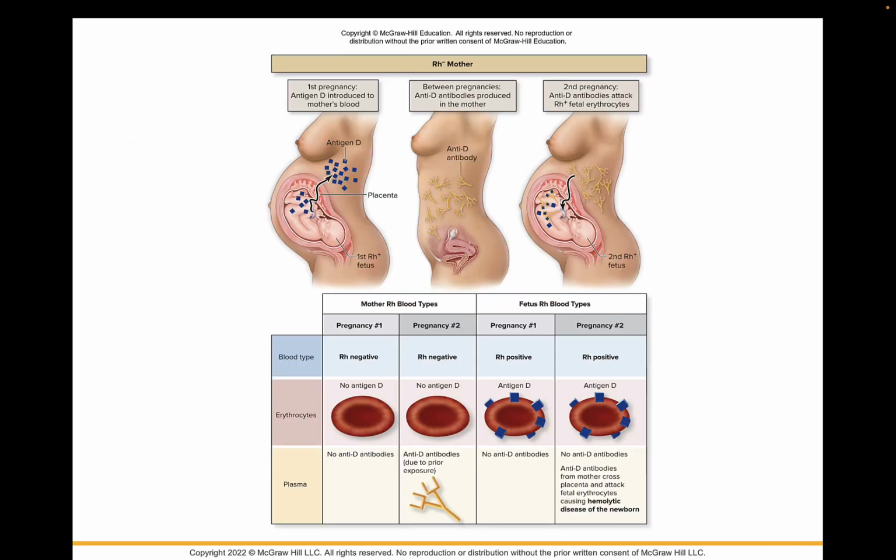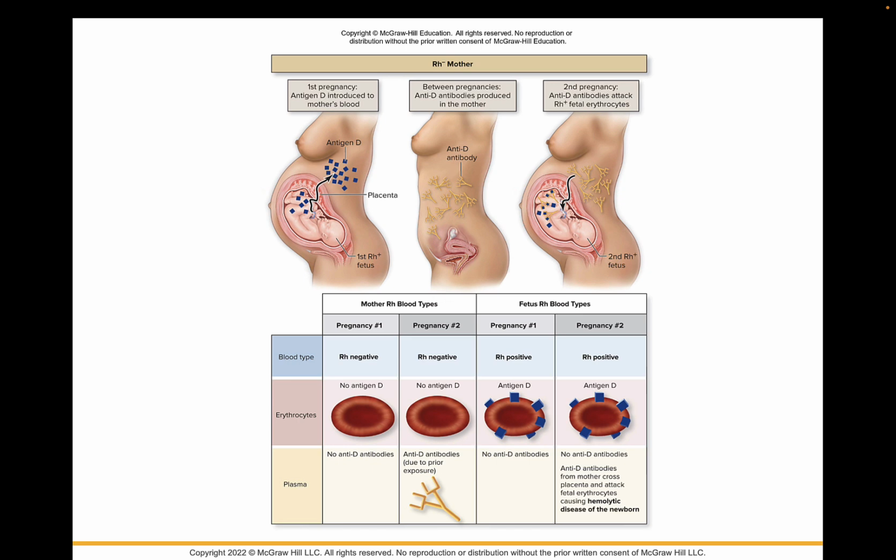Now, probably a more important situation, and this is one of the few times where I actually will be holding you responsible for the concept of Rh. And the issue here is we have an Rh negative mother. Now, if we look at the first pregnancy, we're actually looking at the fetus as Rh positive. Now, at this time, within the mother, we have Rh negative. There is no antigen D at this time, but there are not going to be any antibodies because as of now, there has been no exposure to that.